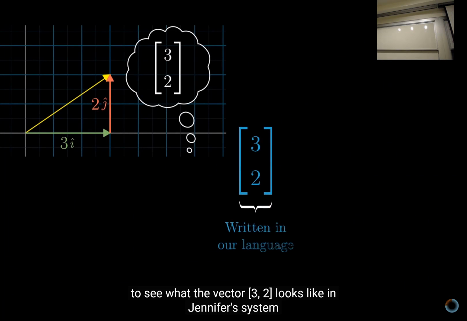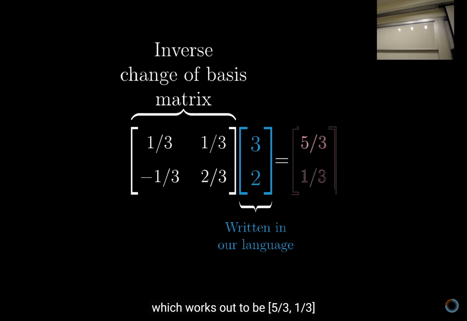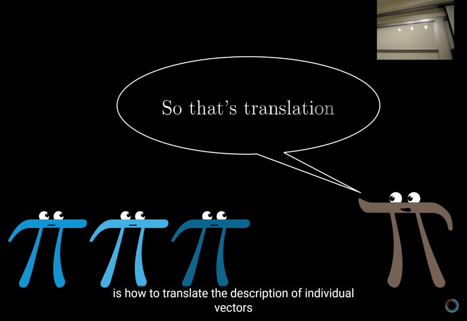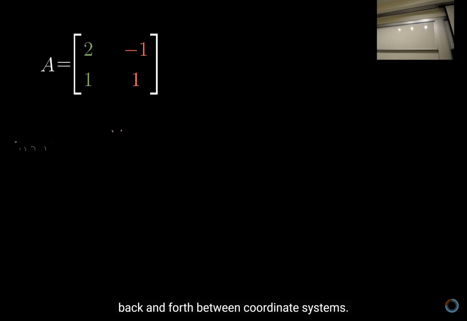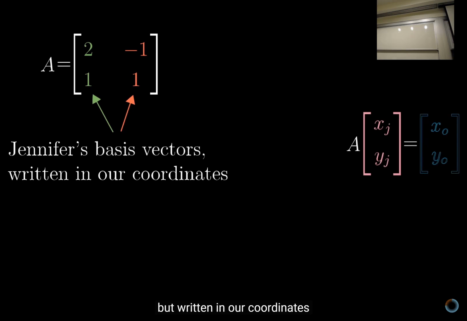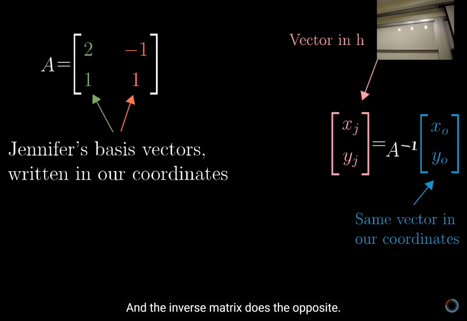So for example, to see what the vector 3, 2 looks like in Jennifer's system, we multiply this inverse change of basis matrix by the vector 3, 2, which works out to be 5/3, 1/3. So that, in a nutshell, is how to translate the description of individual vectors back and forth between coordinate systems. The matrix whose columns represent Jennifer's basis vectors, but written in our coordinates, translates vectors from her language into our language. And the inverse matrix does the opposite.